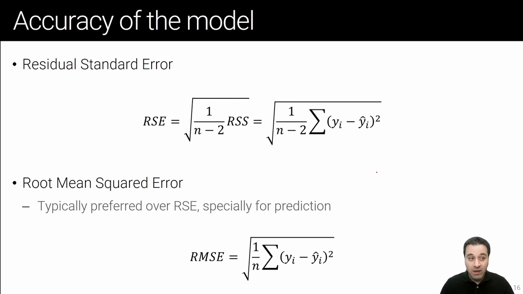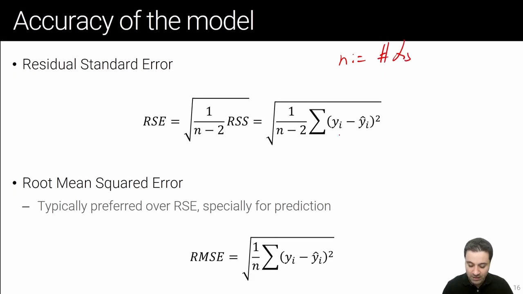So when we talk about the accuracy of the model, we could think about, for example, the residual standard error. So it's the standard error in the residual. It's essentially this formula here. We take the square root of 1 over n minus 2. Remember, n is the number of observations.